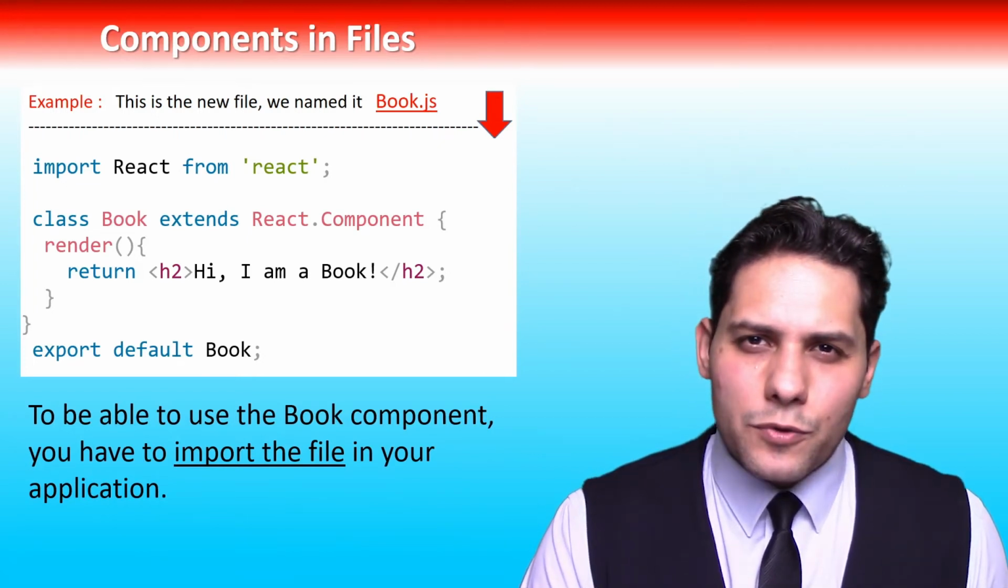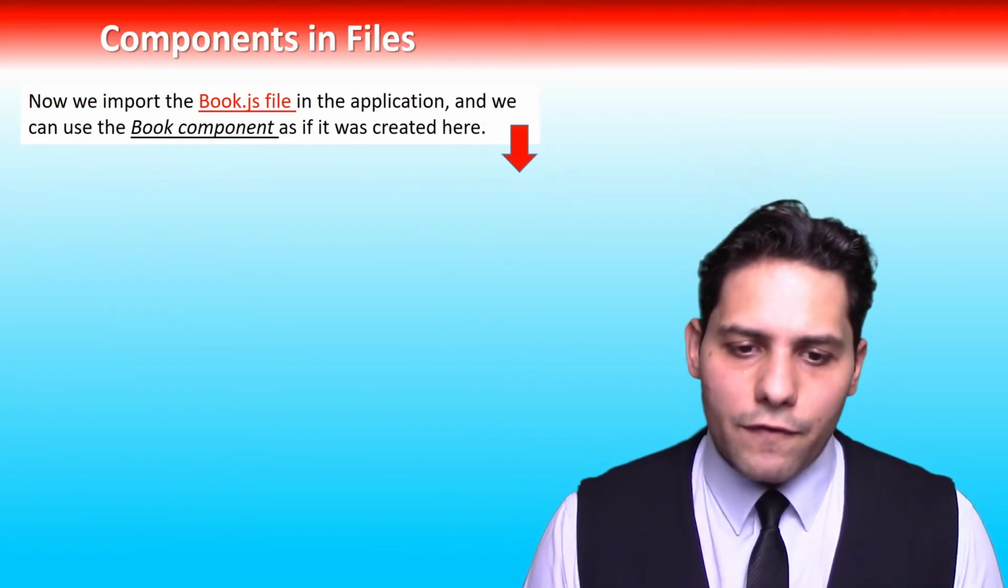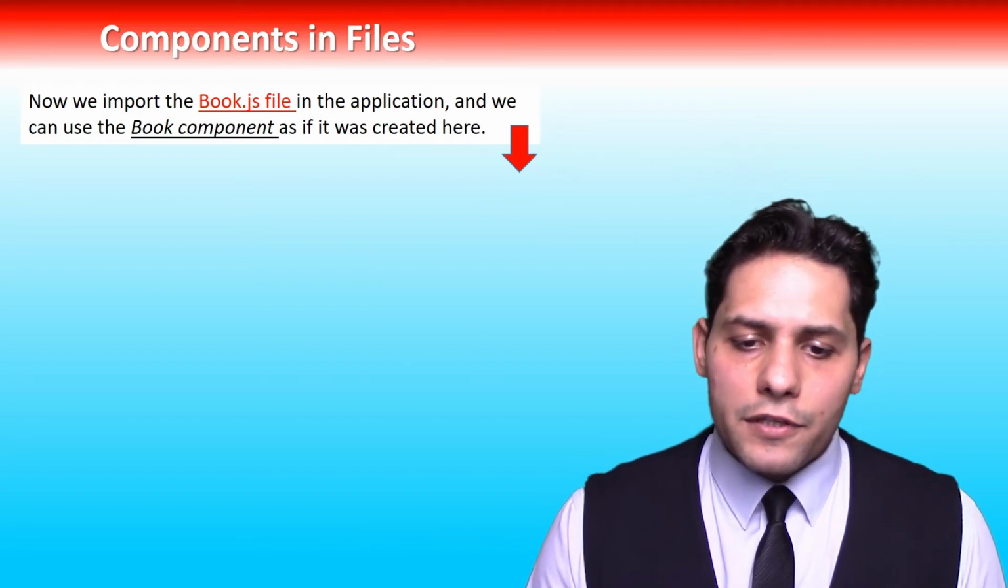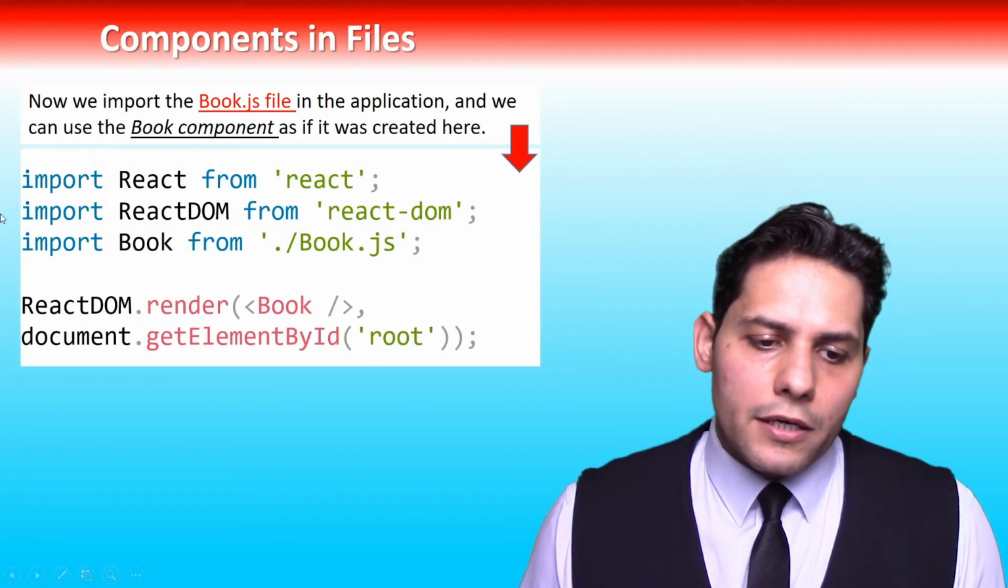How can we do it? It's very simple. Now we import the book.js file in the application, and we can use the book component as if it was created here. Please look at this code carefully.